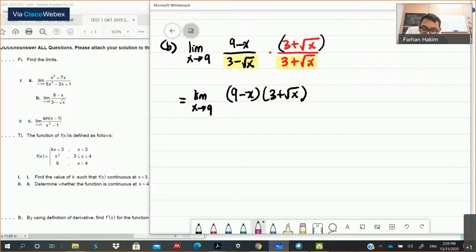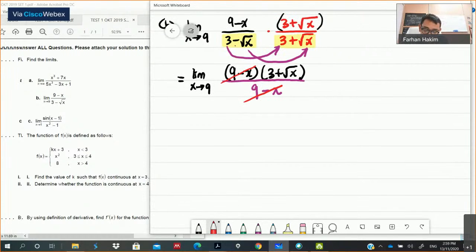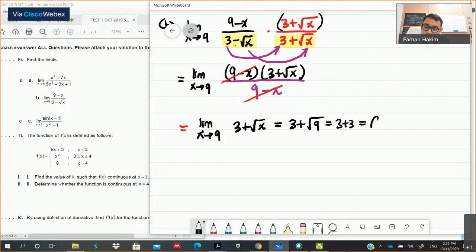So this part will multiply 3 with 3, we'll get 9. And then we have minus in the middle. We have square root x with square root x, we'll get x. So we know that 9 minus x with 9 minus x can be cancelled because they are the same terms at the denominator and also numerator. So we can simplify this as limit as x approaching 9 of 3 plus square root x. So this is actually 3 plus square root 9. So 3 plus 3, our final answer is actually 6. So we are done. Question B.